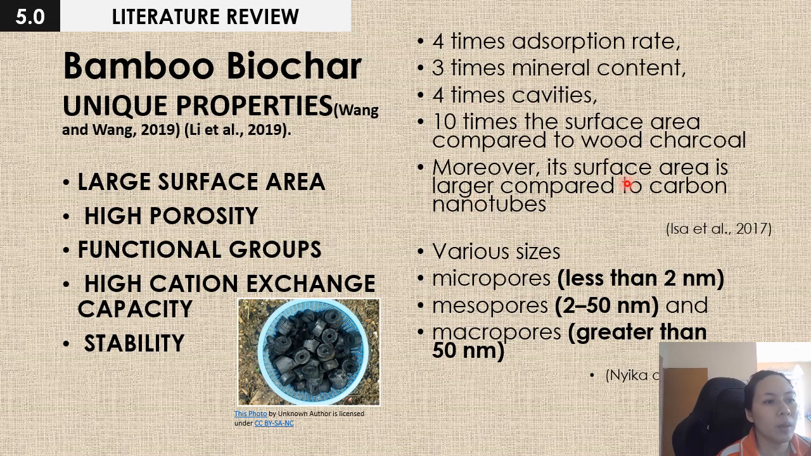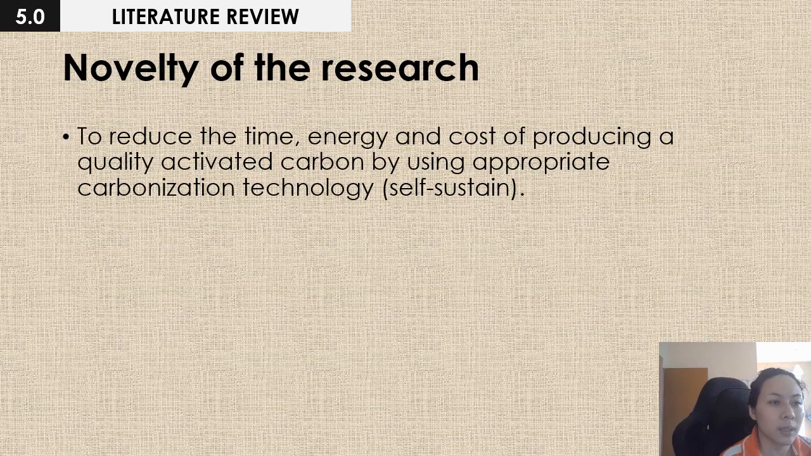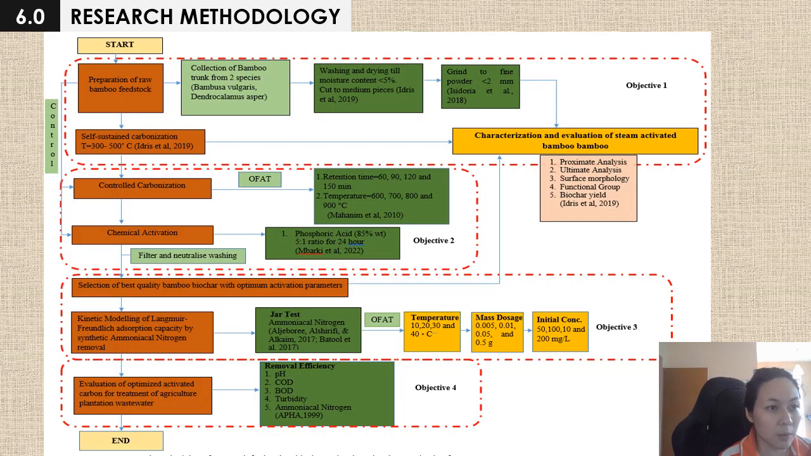And here, okay, bamboo biochar has a large surface area, high porosity, many functional groups, and high cation exchange capability, and it's also stable. So it has a very good quality compared to other activated carbon. So here we want to reduce the time, energy, and cost to produce quality activated carbon by using appropriate carbonization technology, which is self-sustained, which is the novelty of this research.